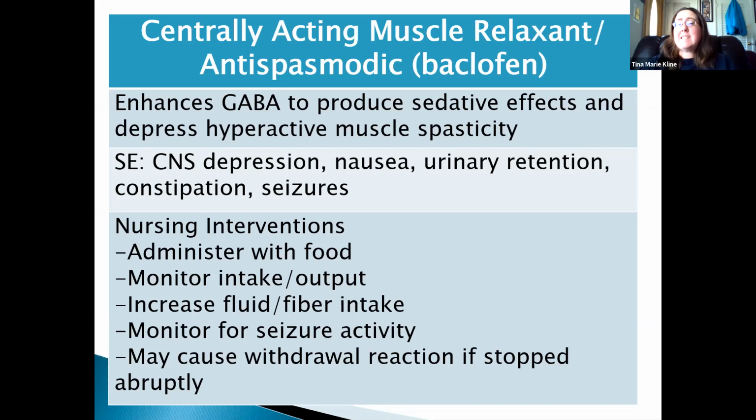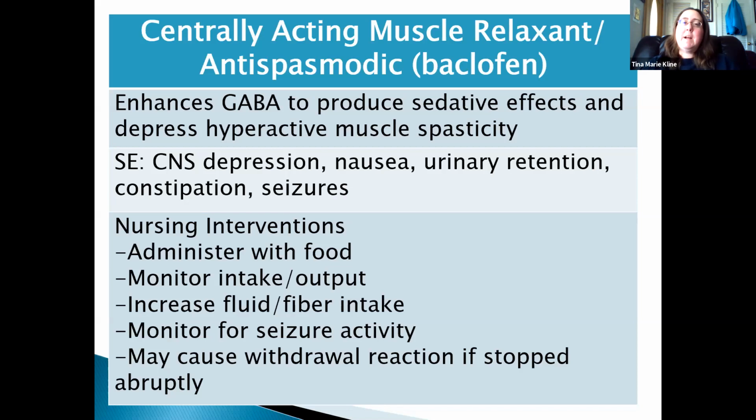Baclofen also has a side effect of potentially causing seizures. So of course you would want to monitor your patient for seizure activity. You see this more with new dosing or changes in the dose strength, okay? So if it's going to happen, that's when it's most likely to happen. So certainly you want to teach your patient about that.